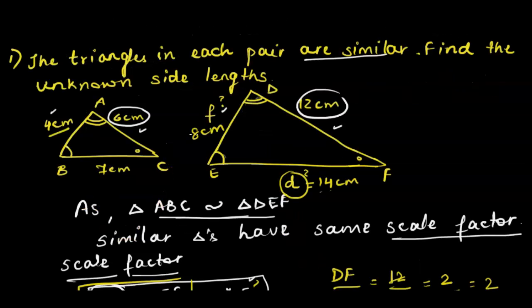As we see here that in this particular example, we can use the properties of similar triangles to find out the unknown side lengths. Similarly, we can use the properties of similar triangles to find out the unknown area of the triangle.